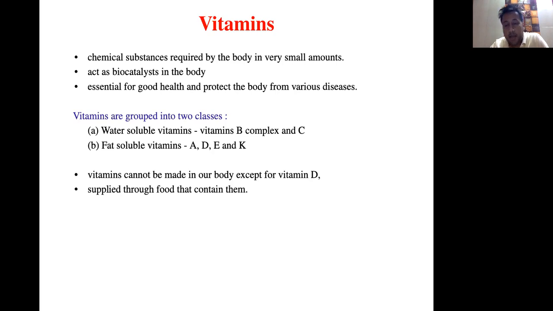There is one other thing I want to tell you. Vitamin K is also manufactured in our body, but not in the skin. It is manufactured in the gut. So vitamin K and D both can be manufactured in our body. Other vitamins have to be supplied from outside, either through the diet or through some vitamin supplements.